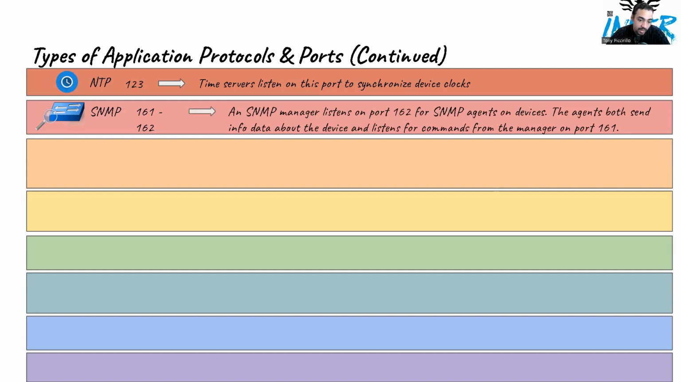So for example, if you wanted to check the status of a network device like a router that has an SNMP agent, you could use SNMP to send a request to the SNMP server. Then the SNMP server would use port 162 to send the information back to you. So SNMP is designated port 161 for the SNMP agents on devices to send their data to the SNMP server.